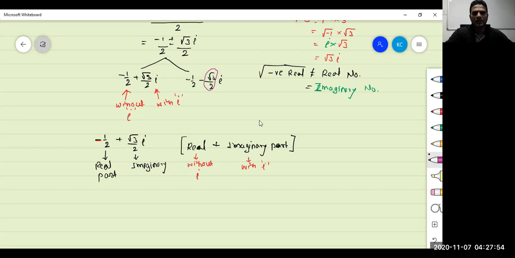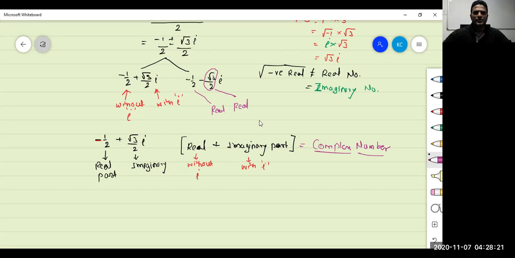The imaginary part contains the real number. This is also real. With I, without I, that is the difference. Okay. So this real plus imaginary part is called a complex number.